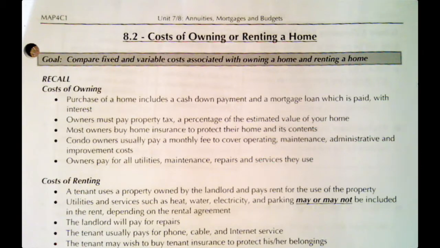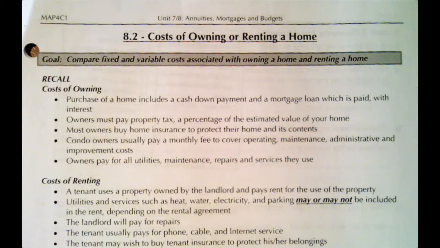When you're looking for a place to live off campus and commuting to school, you might find some renters will include a home phone, cable, and internet services. And then finally, the tenant may wish to buy tenant insurance or renter's insurance to protect their belongings when living in the rental unit.